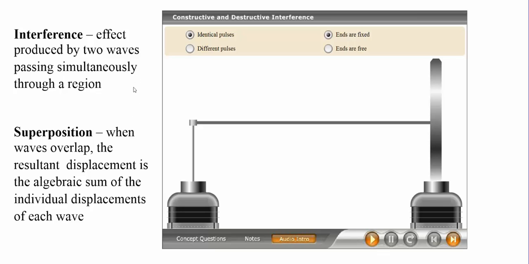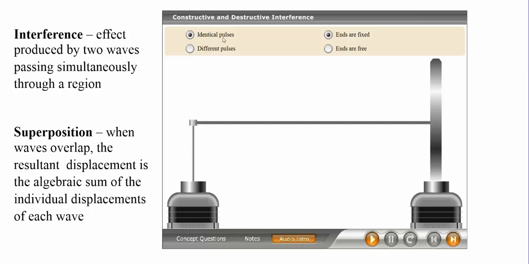Interference is the effect produced by two waves passing simultaneously through a region. Superposition. When waves overlap, the resulting displacement is the algebraic sum of the individual displacements of each wave. What is this? This is fancy talk. Interference basically means what happens when two waves exist on each other, and superposition is basically the name for the overall result. So let me show you this.